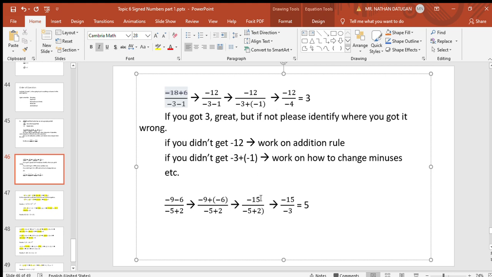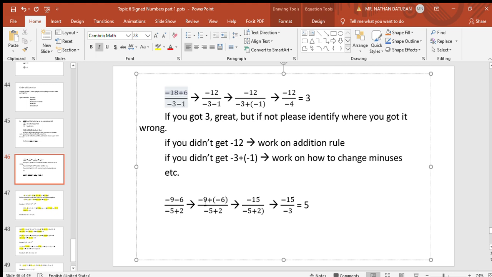And that's basically how you do math. You double check everything. Now let's do the final problem. Negative 9 minus 6 all over negative 5 plus 2. Again, we're going to do the top first. Again, since this is a subtraction, we want to change that to addition. So we're going to use the subtraction rule to get negative 9 plus negative 6.